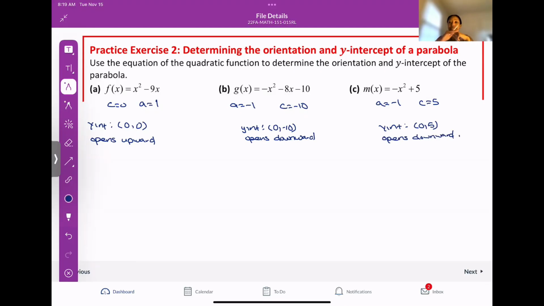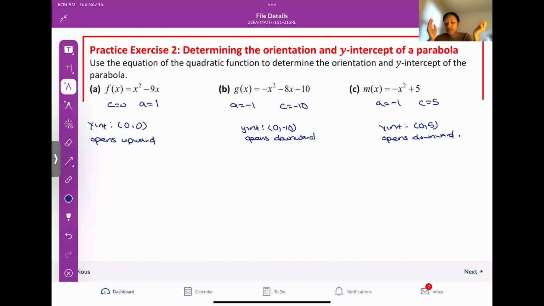All right, so our goal in this section is going to be to put information together, like whether our parabola opens upward or downward and finding the y-intercept. Later, we'll talk about how to find the x-intercept and how to find the vertex, and put all of this information together to sketch the graph of the parabola. These are the two easiest parts: upward or downward, and then find c, which gives you the y-intercept.